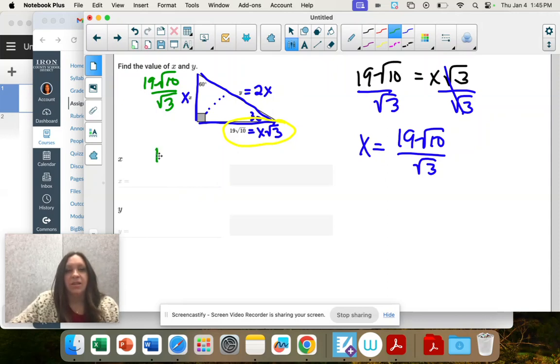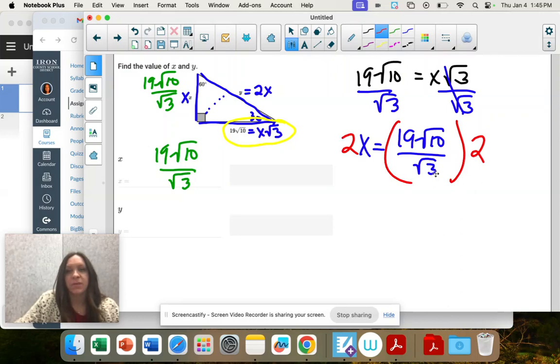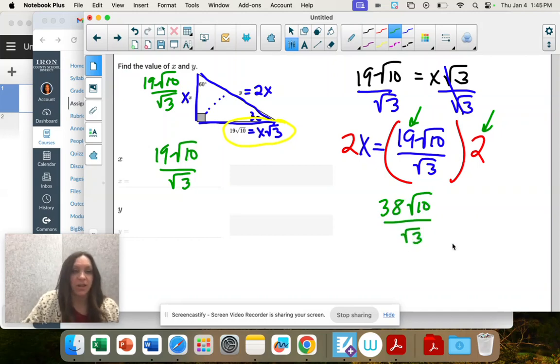And then the hypotenuse, we double that. So we're going to times this whole thing by 2. What we do here is we multiply just the numbers. 19 times 2 is 38. And then the square roots, they just come along and stay as they are. Square root of 10, square root of 3. We're only multiplying that 2 by the number.